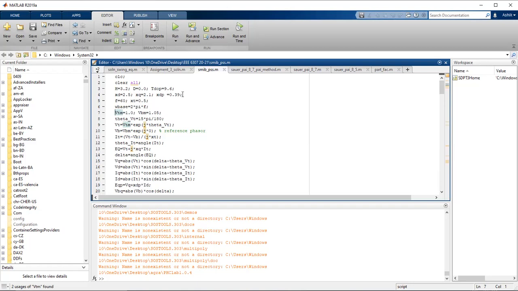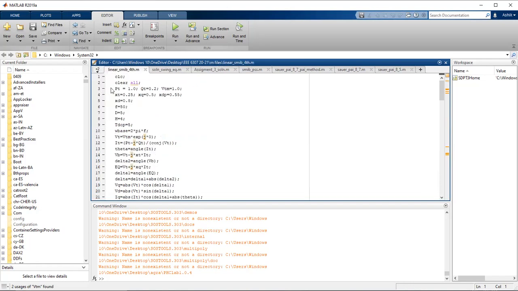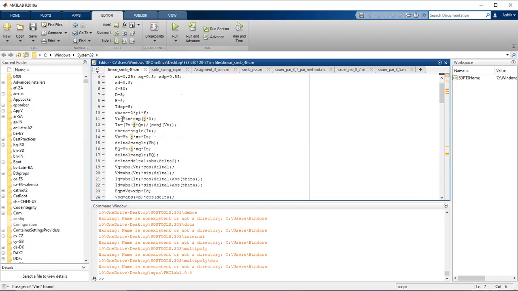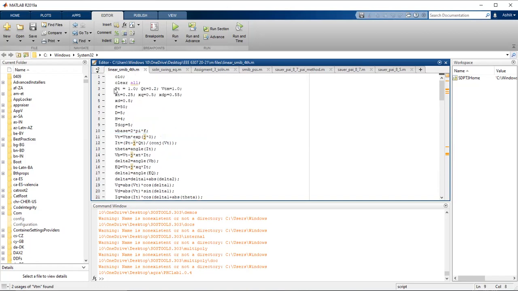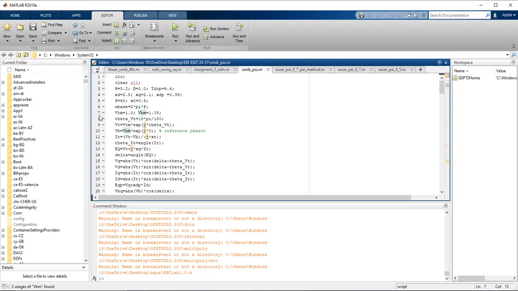This is another reason why I have taken it, because the operating point data is not exactly the same. If you look at the previous one, the operating point data given was VT, PT, the real power transferred by the generator, QT, the reactive power transferred by the generator, and the magnitude of the terminal voltage of the generator. So this was the operating point under consideration. However, in this example, it is a little bit different.